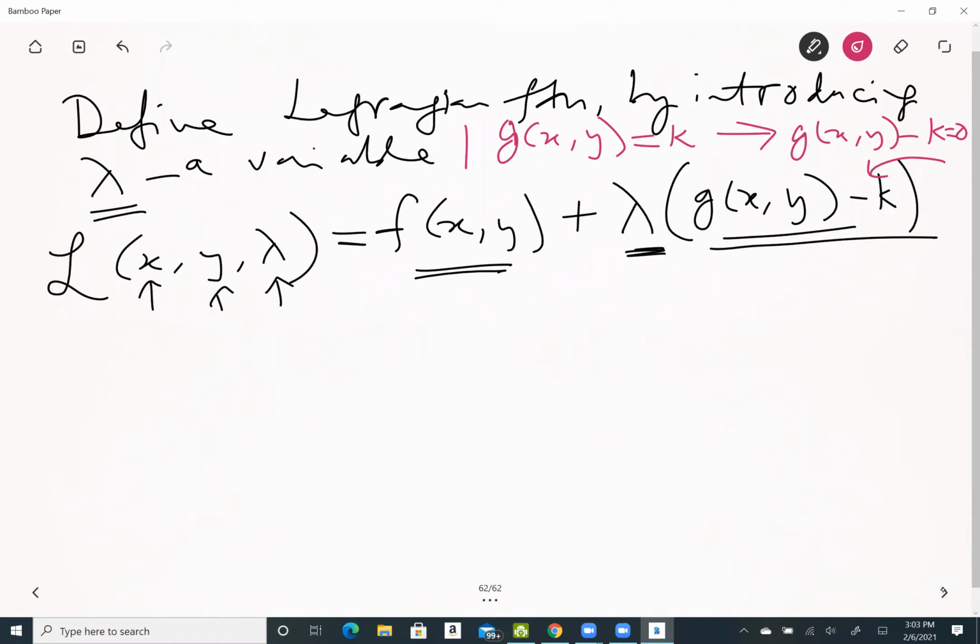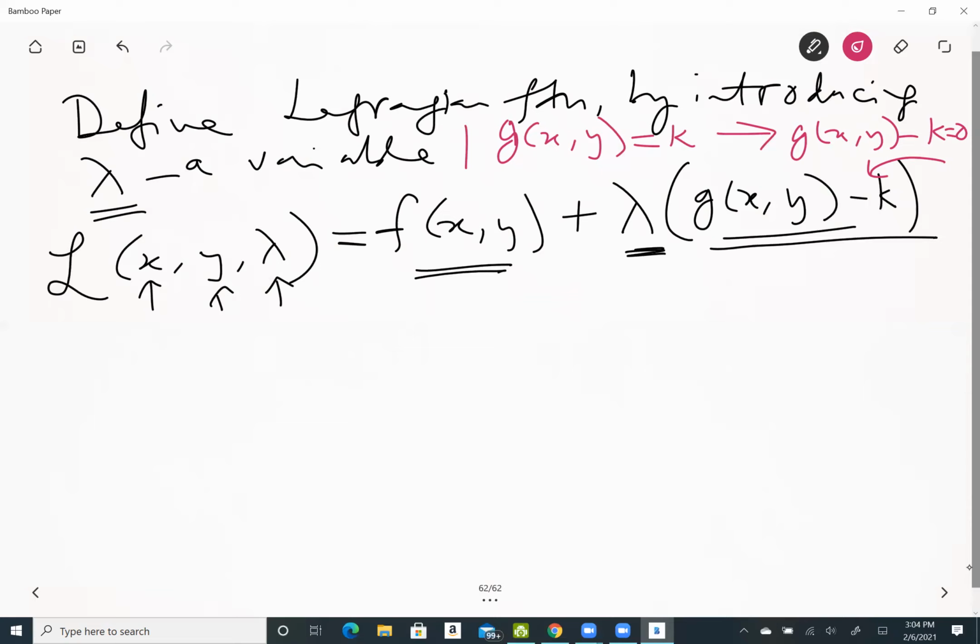So the method is quite smart. You have the two functions, the objective and the constraint. You bring them together, introduce one variable, you have one function, and then we can solve for the x and y, the optimum point. Okay, so that is the method. Now, how does the method work? All right, this is how.